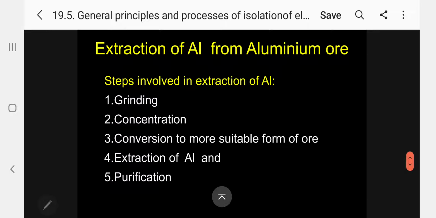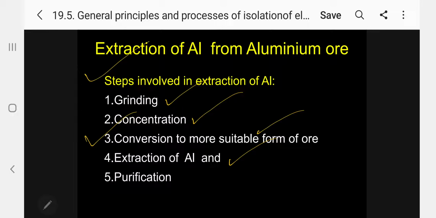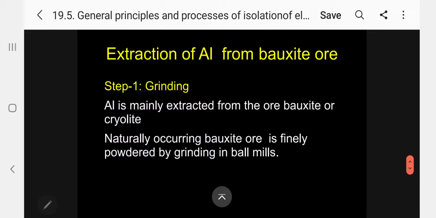Extraction of aluminium from aluminium ore. The steps involved here are, as usual, 5 steps. Normally the aluminium ore is ground into powder. The powder form is concentrated in the second step. Then the concentrated ore is converted into a more suitable form of ore in the third step. Then fourth, extraction of impure metal from the suitable form of ore. And finally, purified metal we are getting. Kindly follow, I will go one by one.